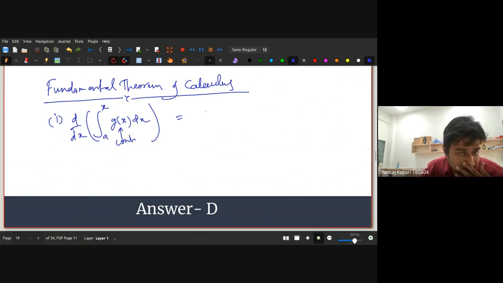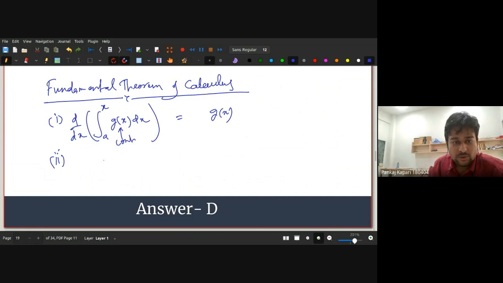So this is just g of x, right? Because we say that integration is just the reverse of differentiation, right? And this theorem exactly says that it is true. So if you differentiate the integral, then you'll get back the original function.